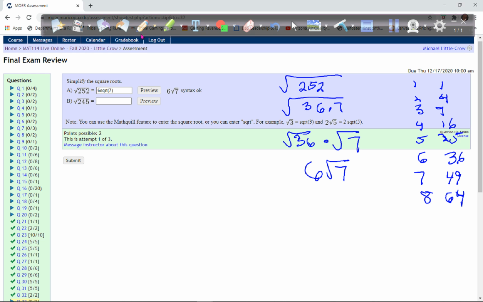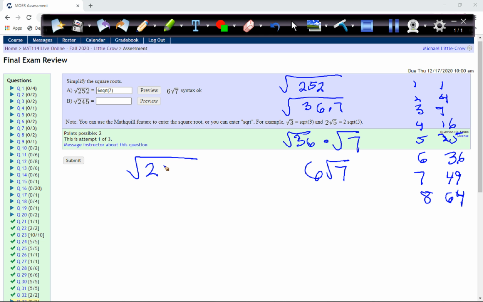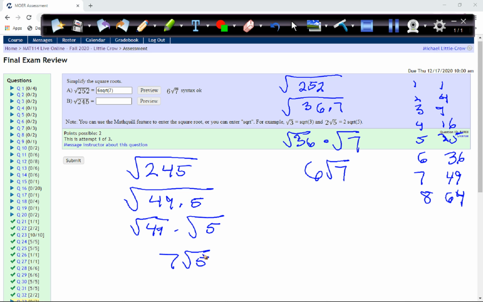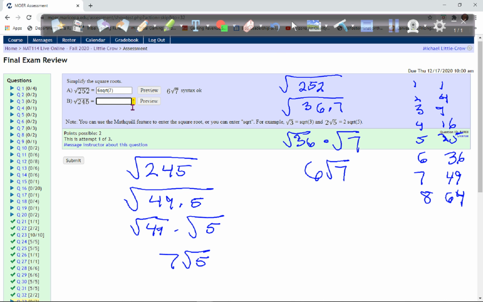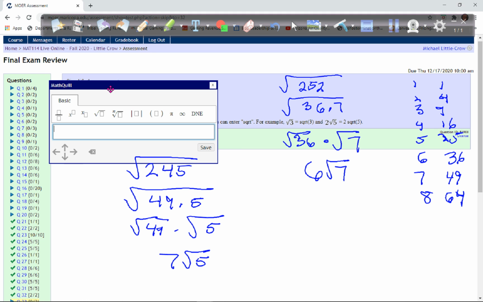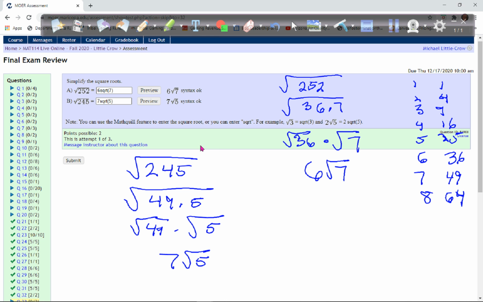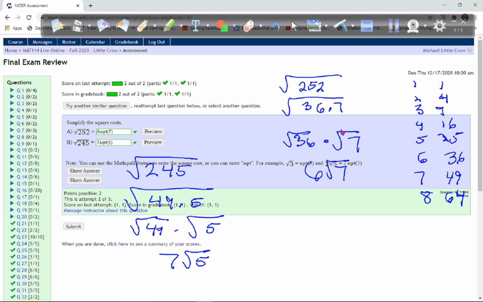So what I do is, the square root of 245 is the same thing as the square root of 49 times 5, because 245 is 49 times 5. This is the square root of 49 times the square root of 5. The square root of 49 is 7. The square root of 5 is left because it doesn't reduce any further. So then we come in here and put in 7 square root of 5. And there we are. And we've got it.